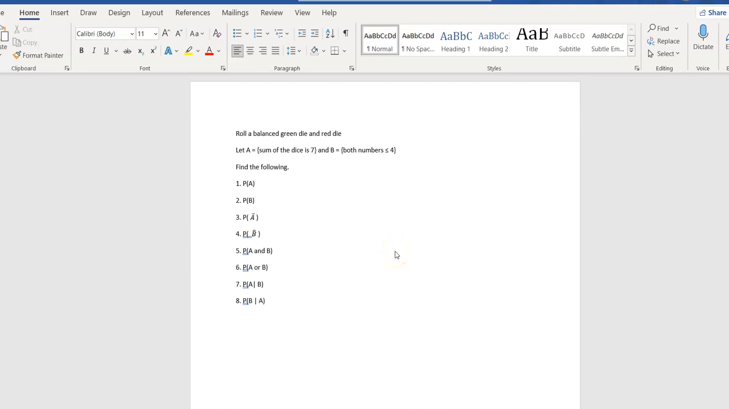So we're going to roll a balanced green die and a balanced red die. We're going to assume that they're fair dice and that no side has been weighted or anything. Okay, so we'll figure out A and B in a minute, but let's just list the sample space for this green and this red die. I'm going to assume the first one's green and the second one's red.